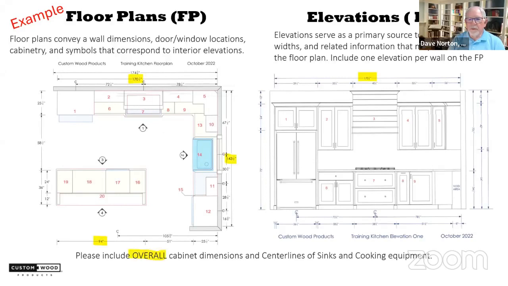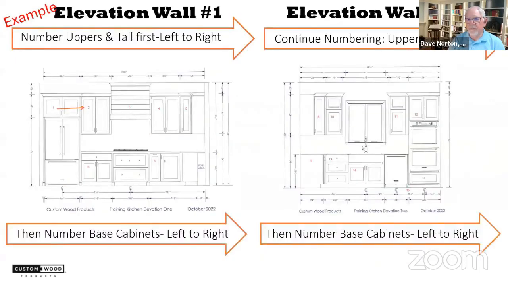So when you're pricing, you want to include overall cabinet dimensions and center lines, and that's going to fit more into ordering your kitchen. But if you're going to be doing these drawings, it's a good time to get it there. And so we're going to suggest that you number all of your cabinets. And the way we're going to enter pricing and ordering, we're going to go left to right, top to bottom.